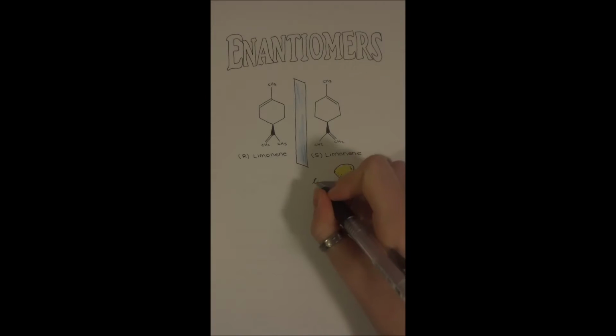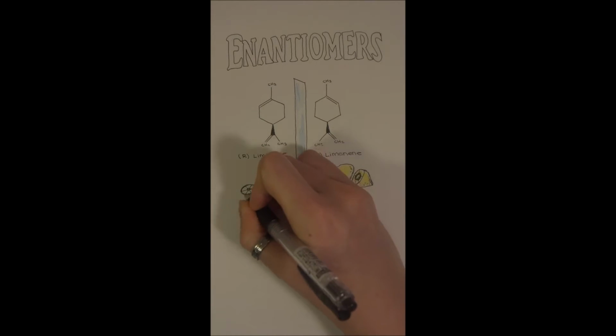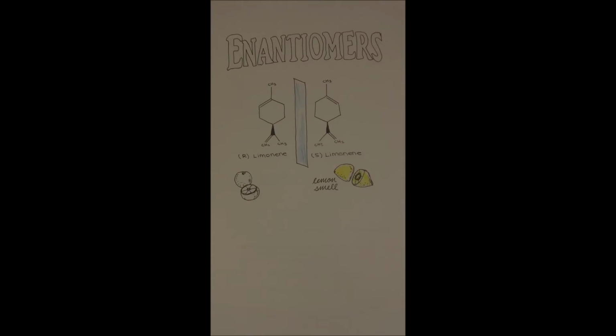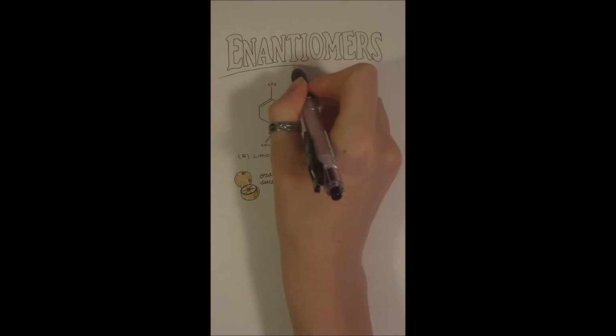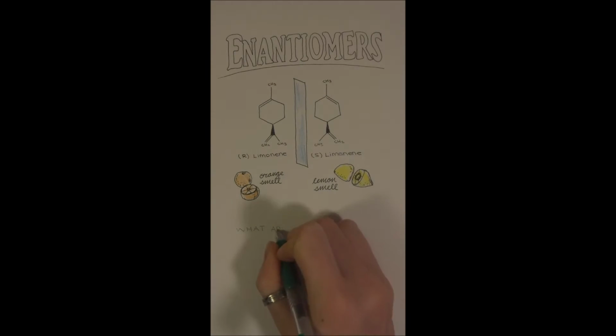Now the one on the left is the mirror image of the one on the right, and yet it's responsible for the smell of oranges. How can this be? Well, the answer is that they're enantiomers of each other and they have different properties.